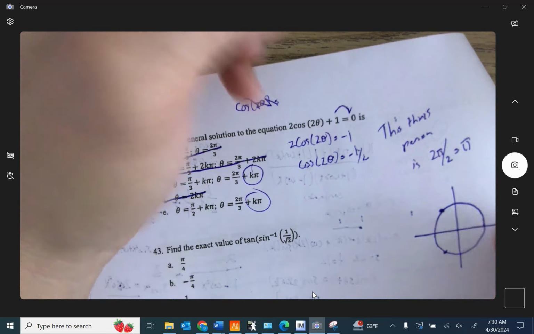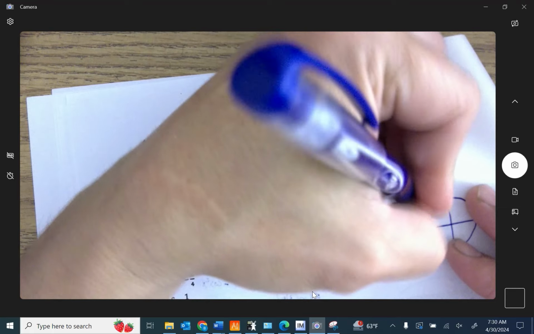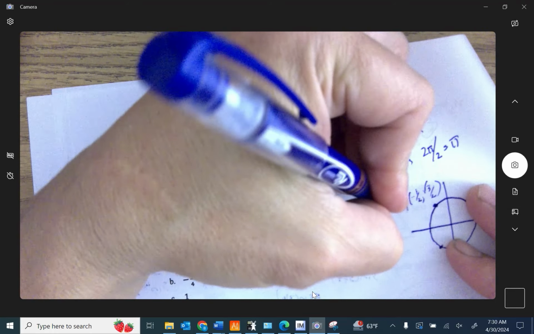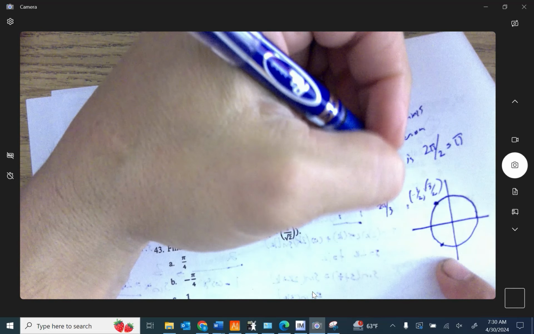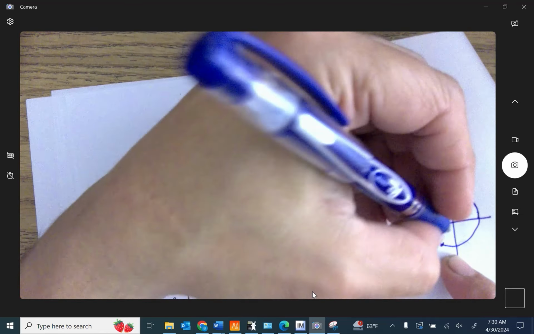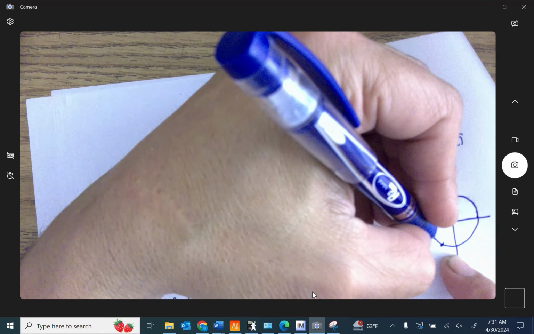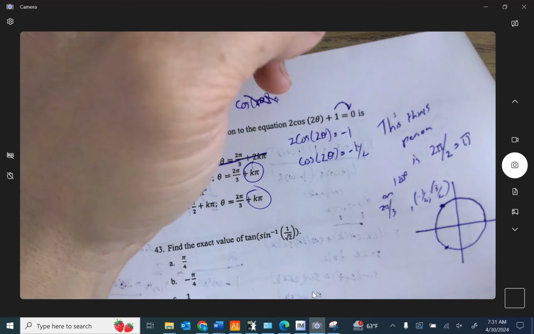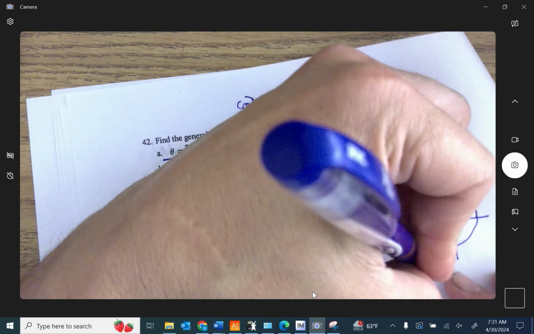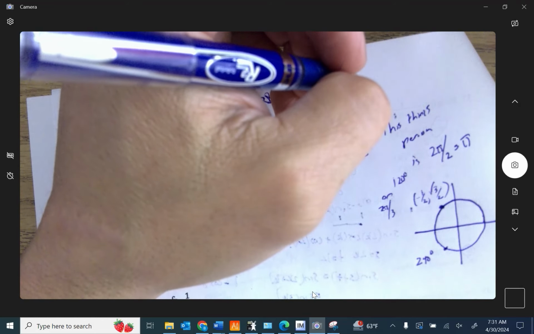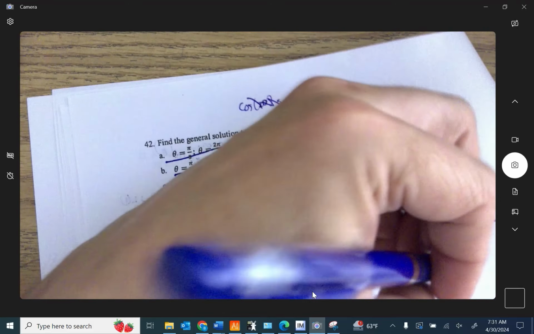I feel like it's at 120 degrees. It's 120 degrees or 2 pi over 3. And down here, struggling today, aren't I? 240? Seems right. 240 degrees, which is going to be 4 pi over 3.